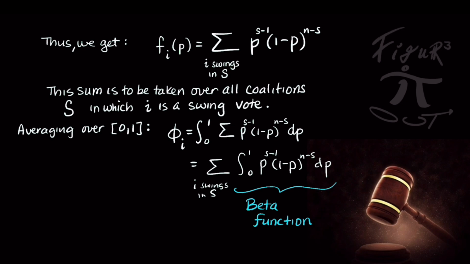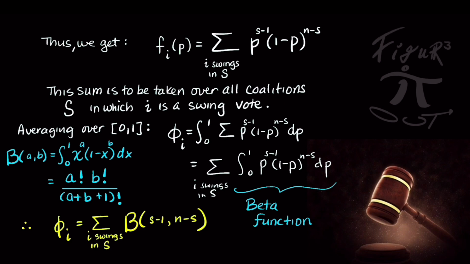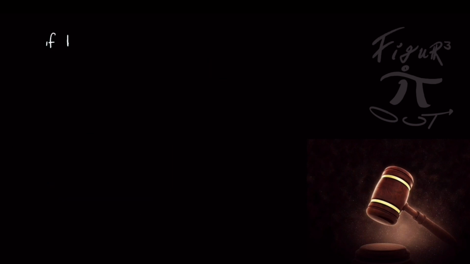But this integral actually is a very famous and special integral known as the beta function. And it's defined as follows. The beta function of a and b is a factorial times b factorial over a plus b plus 1 factorial. So therefore, the polynomial power is equal to the sum, where I swings in S, of the beta function of s minus 1 and N minus s.